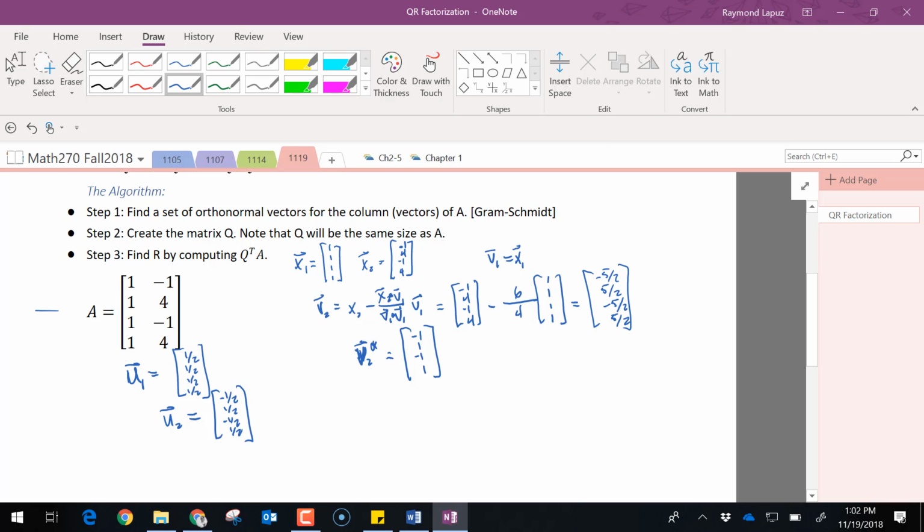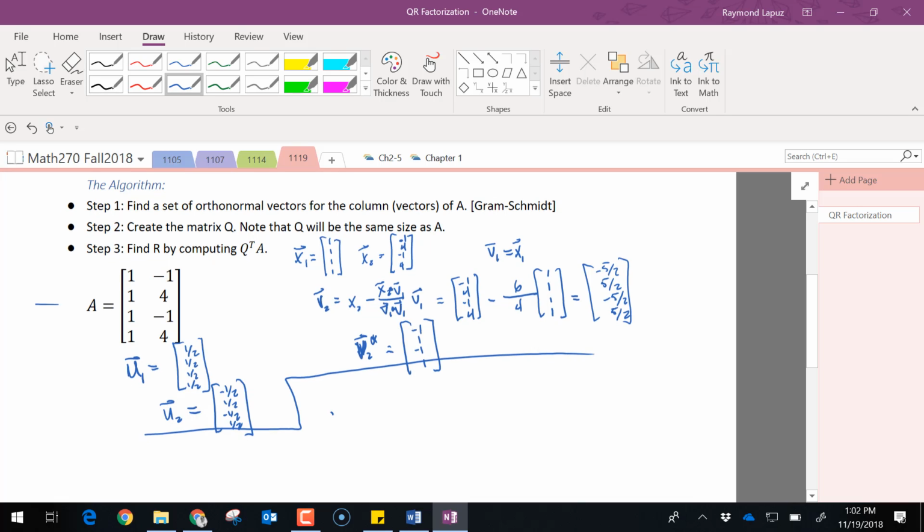So now those are our 2 vectors, and this is step 1. Step 2, we create our Q matrix. Q is just going to equal 1/2, 1/2, 1/2, 1/2, and then negative 1/2, 1/2, negative 1/2, 1/2. So that's my Q matrix.